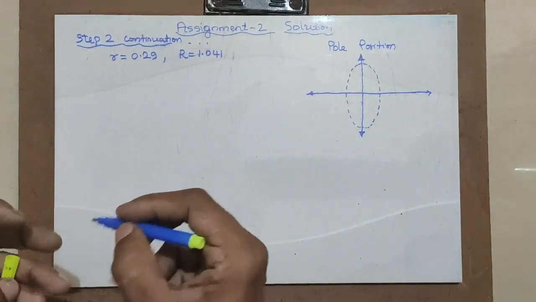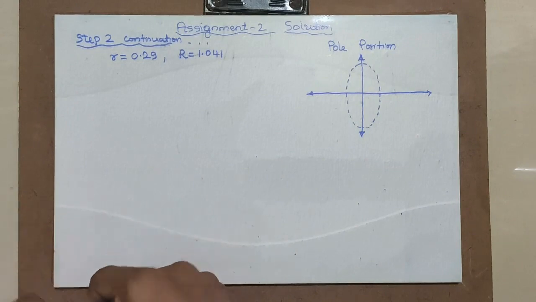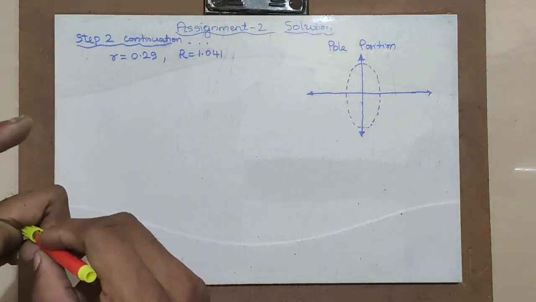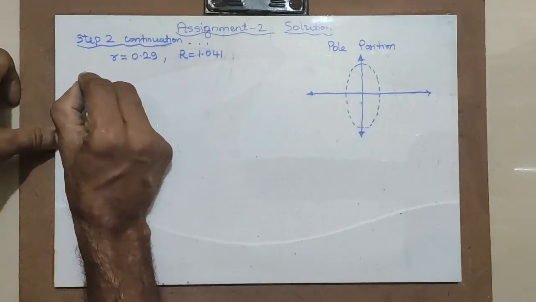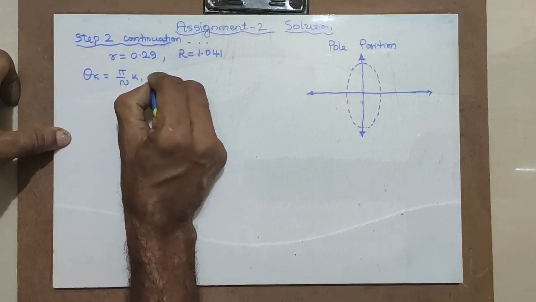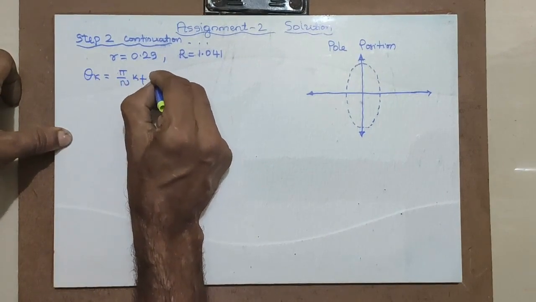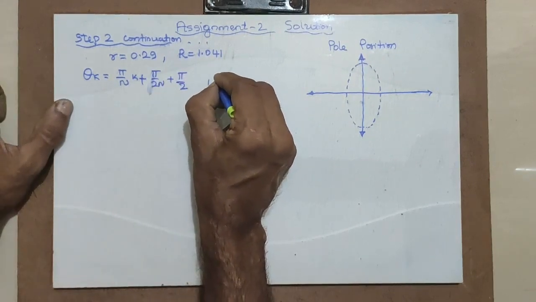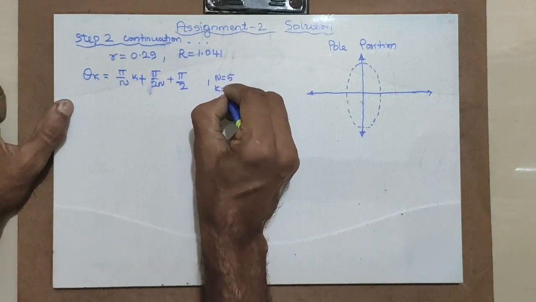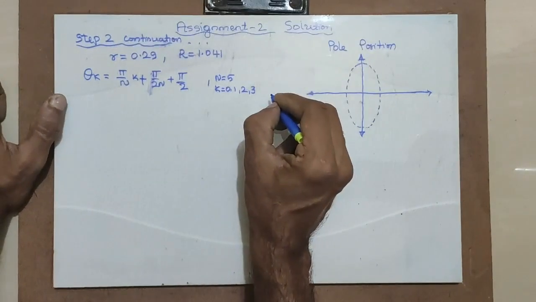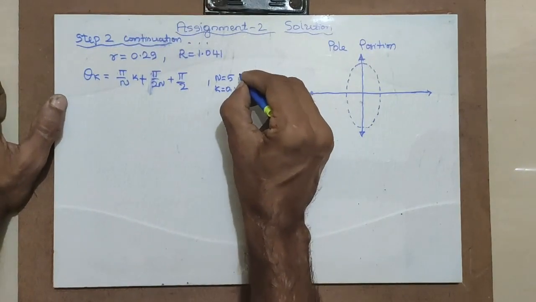Now I have to position the poles, but before that you have to calculate theta. Theta k is equal to pi by n into k plus pi by 2n plus pi by 2, where n is equal to 5 and k is equal to 0, 1, 2, 3, and then 4, because our order is fifth order, one less than that.